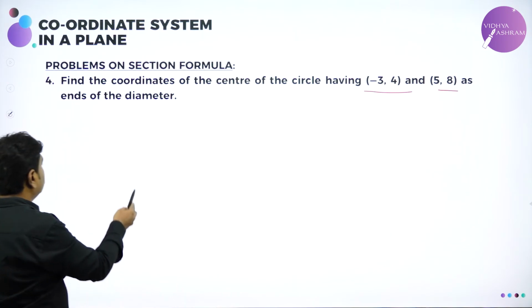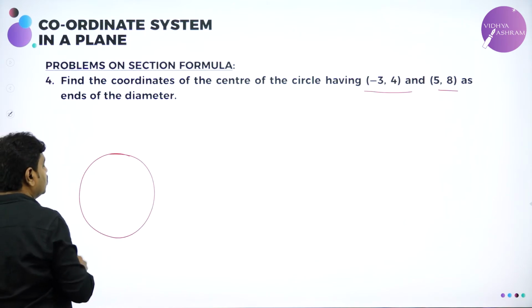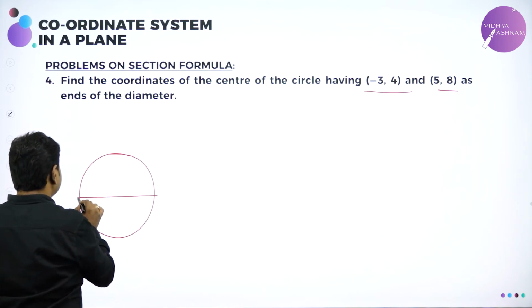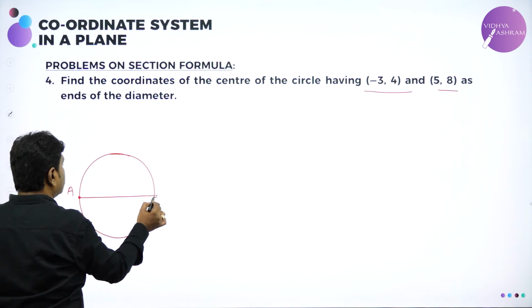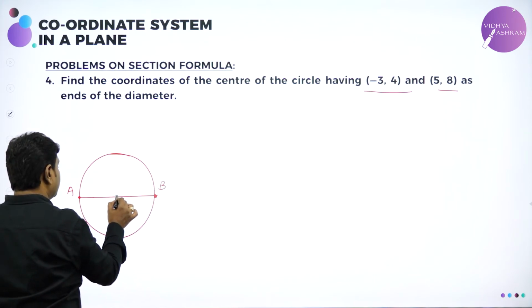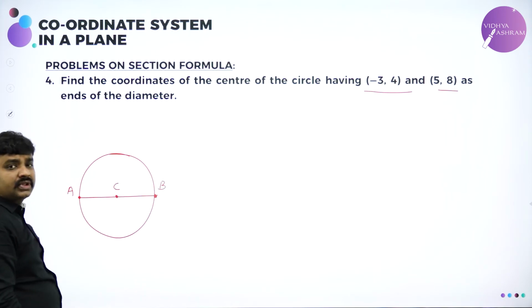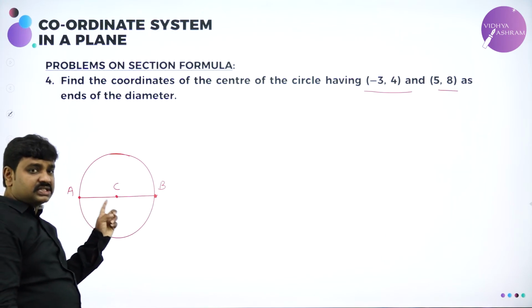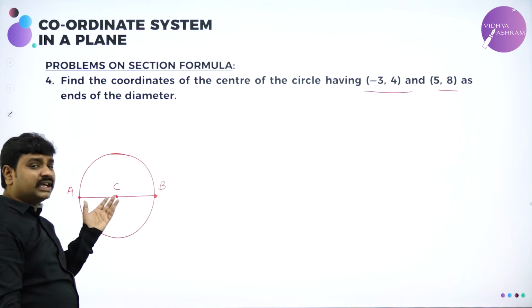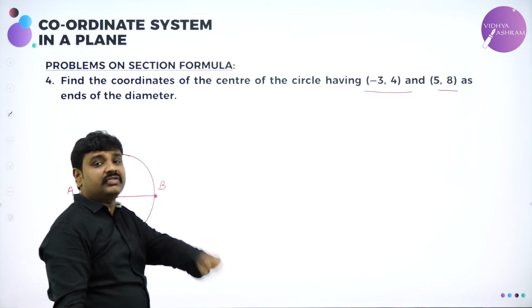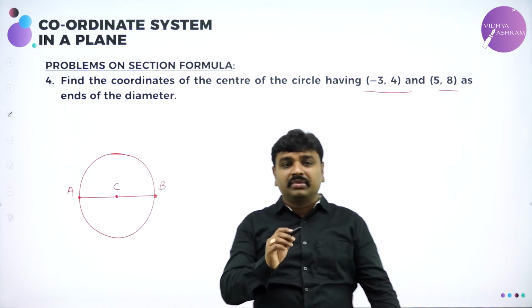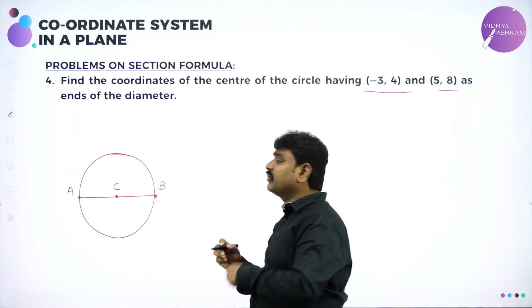So let me draw a circle and a diameter. What is a diameter? The longest chord passing through the center is called the diameter. This is the center. AB is the diameter, C is the center. And you know, the center is the midpoint of the diameter. That is a basic concept. So we can use the midpoint formula.